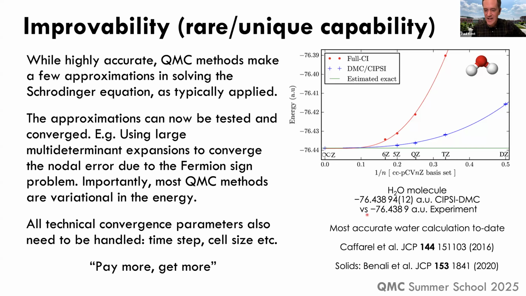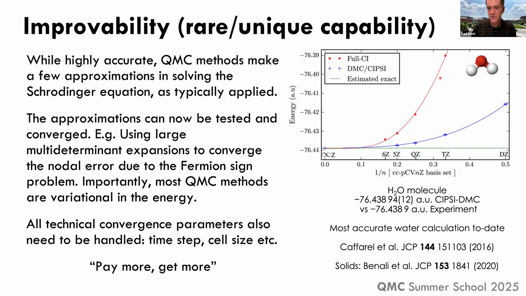And I think this is very clearly demonstrated by Michel Caffarel back in 2016 in some calculations on just the water monomer. What they did, this is a plot of the basis set that's being used, with the larger basis set moving towards the left, and energy. And what they did was to construct a configuration interaction expansion using selected configuration interaction methods. So they grew the number of determinants they had in their calculation.